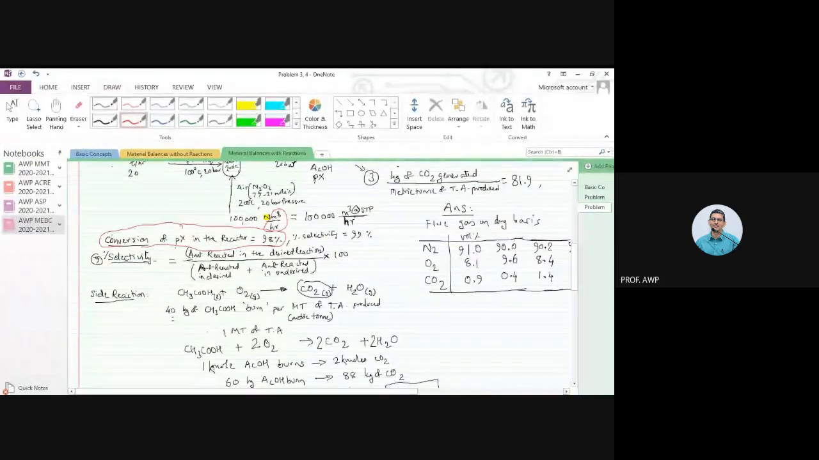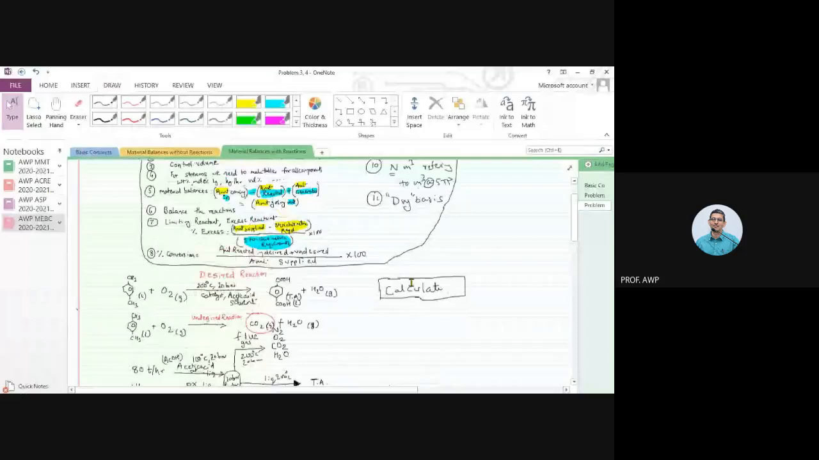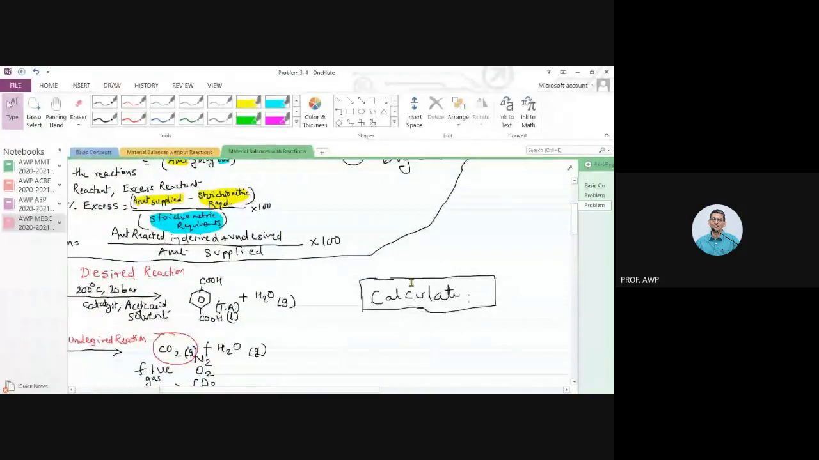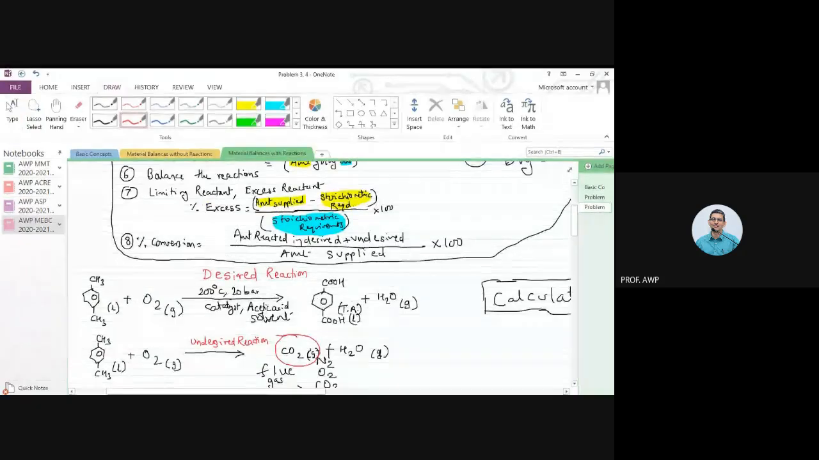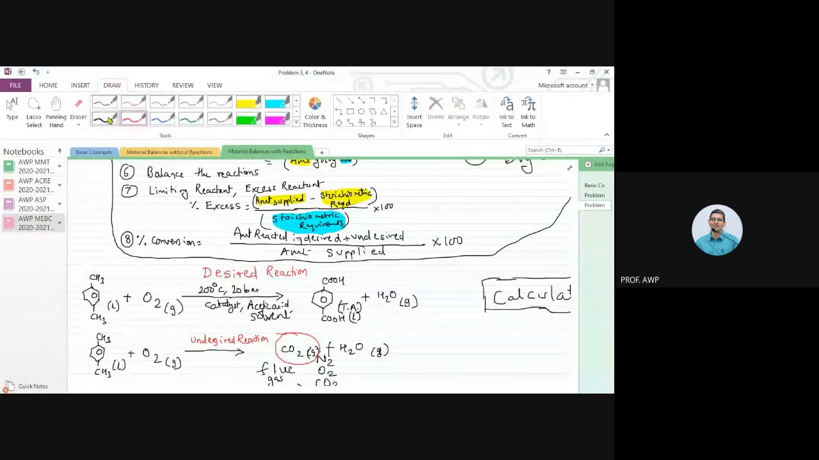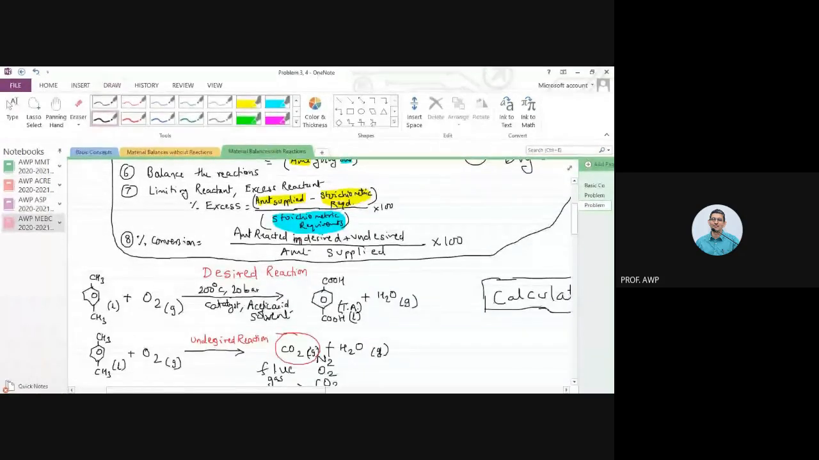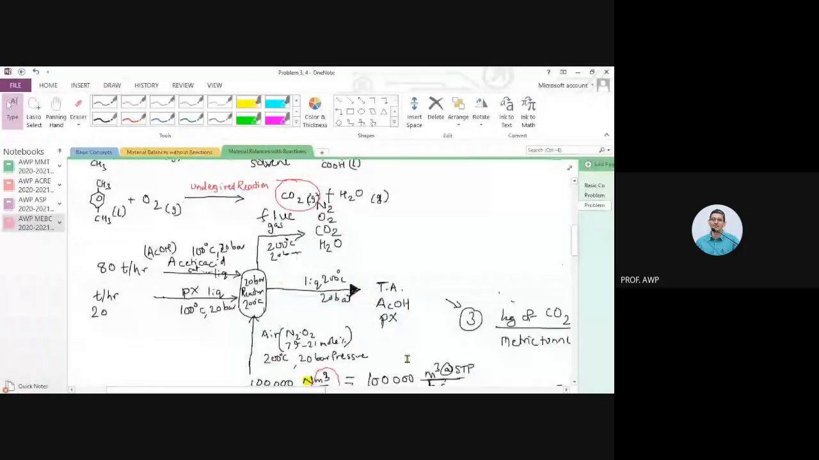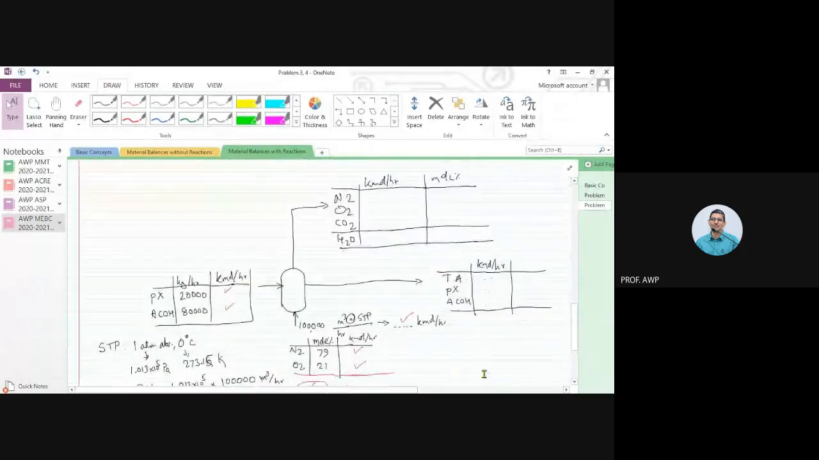Conversion. What are we talking about? Conversion. How did we define conversion? That's why I spent some amount of time in the start of the lecture. Amount reacted in the desired plus undesired, both reactions, you see that? Yes, sir. Okay, divided by amount supplied. That's why I spent some amount of time in the start of the lecture. All right, let's continue solving.